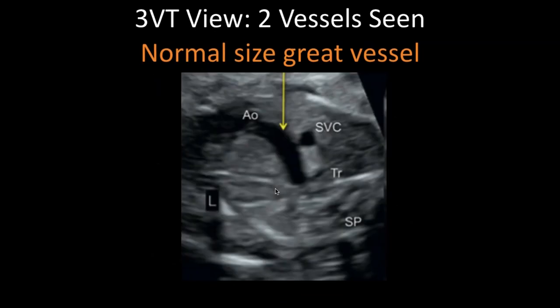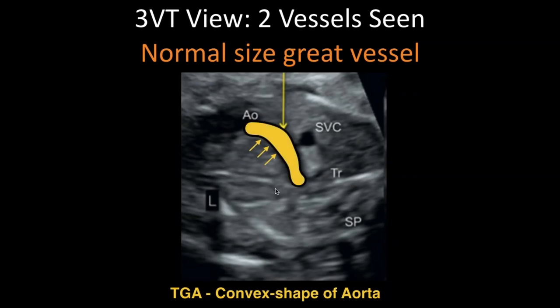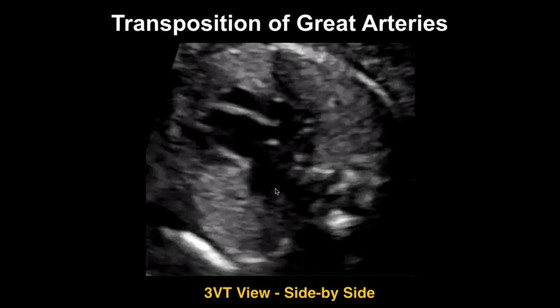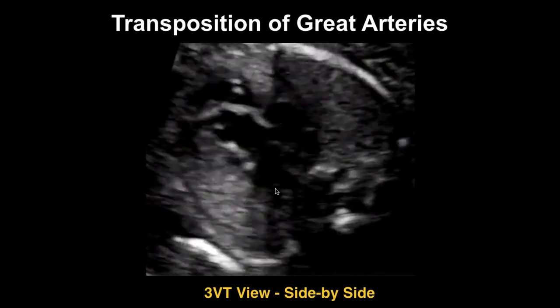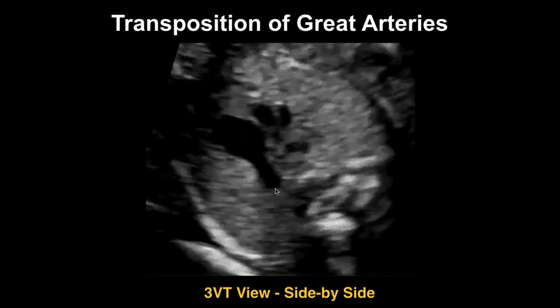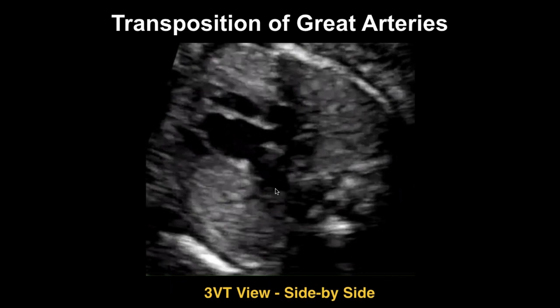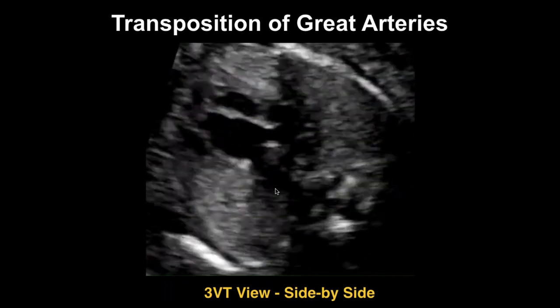You will see only 2 vessels, and that vessel that you see is normal in size and has this characteristic convex shape to it, and that determines that that's the aorta. So these are classic signs for transposition. But as I mentioned, not all transpositions will have only 2 vessels. On occasions, as you see, this is another case of transposition, and I see 3 vessels at the 3-vessel trachea view. And that's in maybe less than 5% of transposition cases. This is dependent on the relationship of the great vessels anatomically to each other.